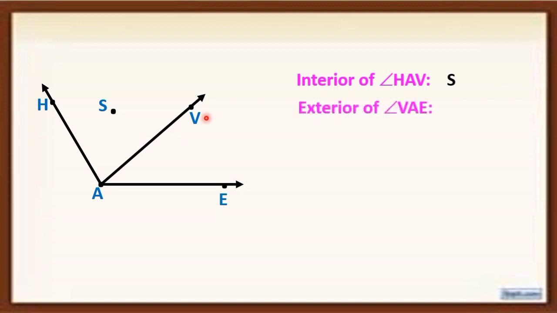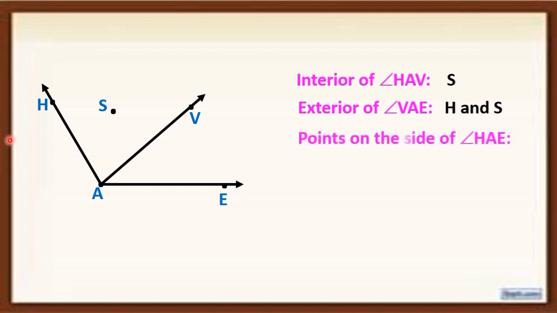Next is the exterior of angle VAE. So, this is the angle VAE. Now, we are going to find the exterior points of angle VAE. So, what are the points that can be found in the exterior of angle VAE? So, the answer is points H and S.